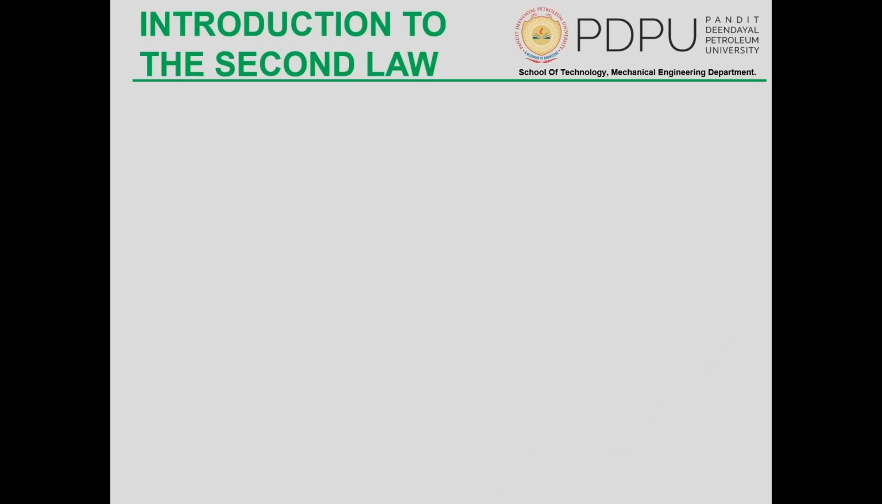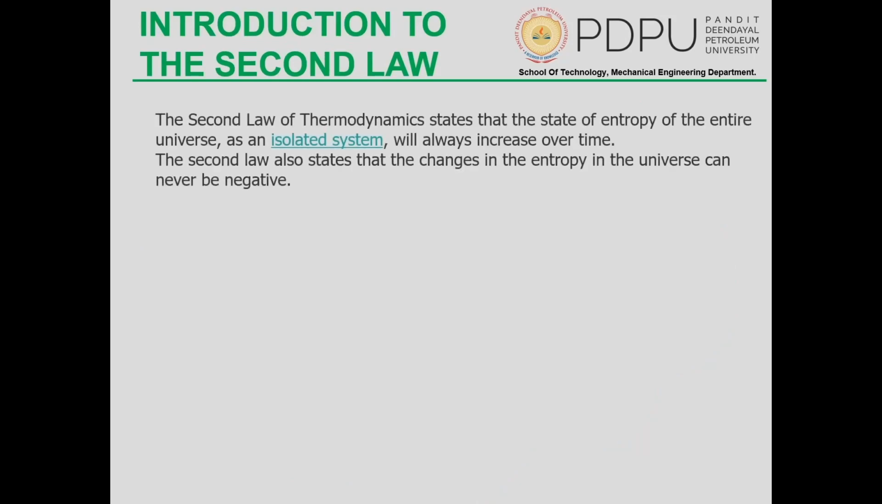So let's start with the introduction of the second law. The statement is such that the second law of thermodynamics states that the entropy of the entire universe, as an isolated system, will always increase over time. It also means that the change in the entropy of the universe can never be negative. So in layman's terms, what does it mean?